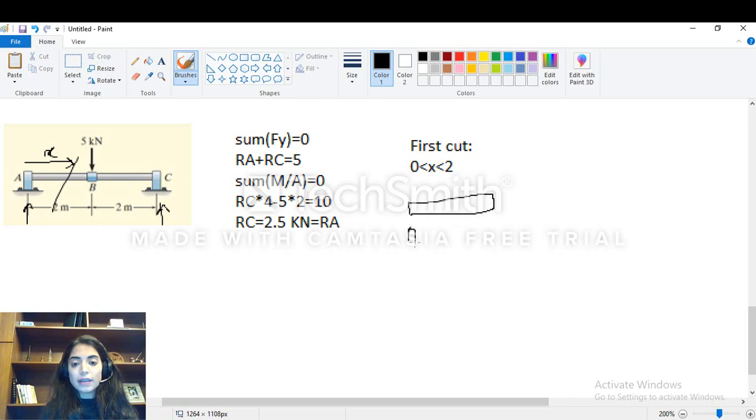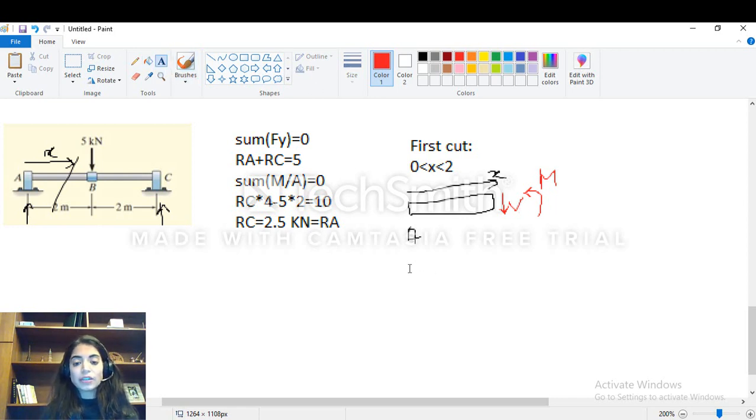So basically this is A and this is X. And guys, don't forget that at X I have a downward V, because this is the left part, and I have a counterclockwise moment. So a downward V and a counterclockwise moment. This is, guys, how you should put V and M using the sign convention that we talked about in the previous video. Now what I should do, basically, is apply the equilibrium equations.